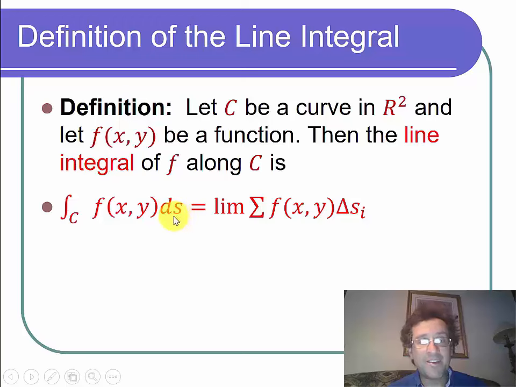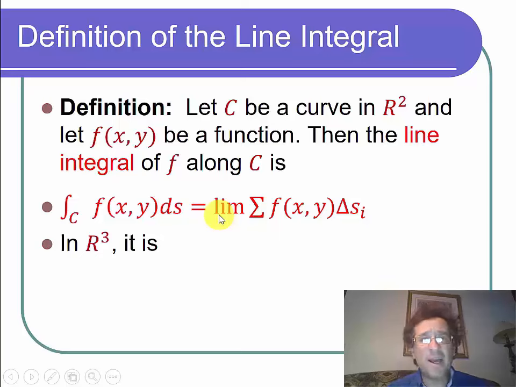You could think of s as being a length element, and that is equal to the limit of the summation of f of x, y times delta s_i, where delta s_i is the length of that little small piece of the curve. f of x, y is the density function, or just some function, doesn't even have to be positive. Sigma is a summation. We're going to add up all the pieces, and we're going to take a limit as the length of the pieces all go to 0.